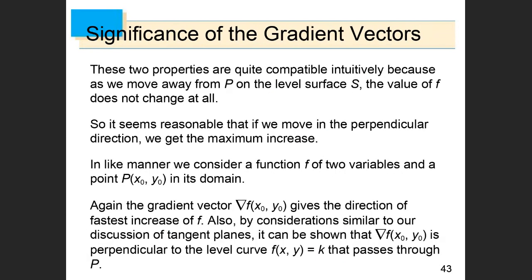Okay? So these two properties, in fact, are quite comparable intuitively, because as we move away from P on the level surface, the value of f does not change at all. So it seems reasonable that we move in the perpendicular direction, and we get the maximum increase. In like manner, we consider a function f of two variables, with a point P with coordinates x0, y0, and we can say that the gradient of f at x0, y0 gives the direction of the fastest increase of f. And the same thing applies to multi-dimensional cases.